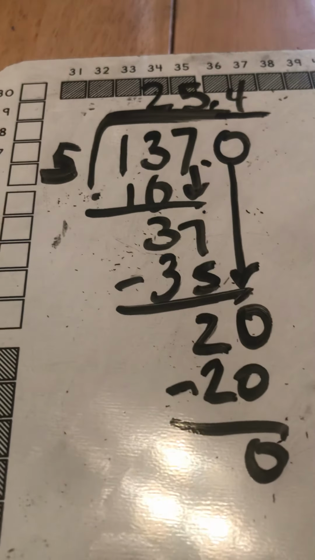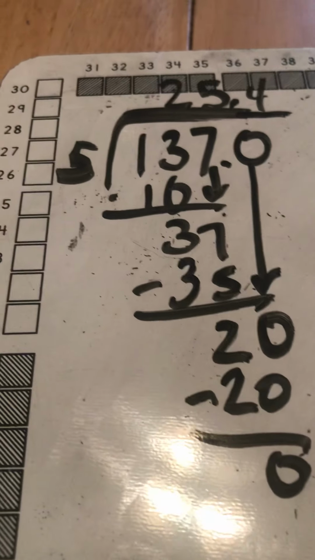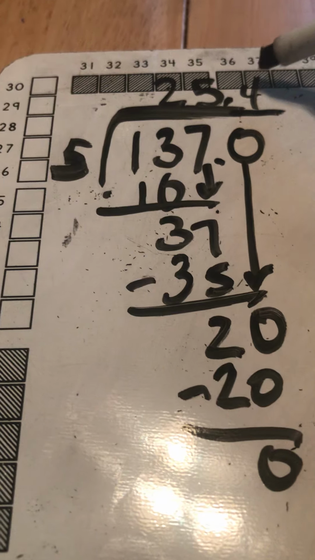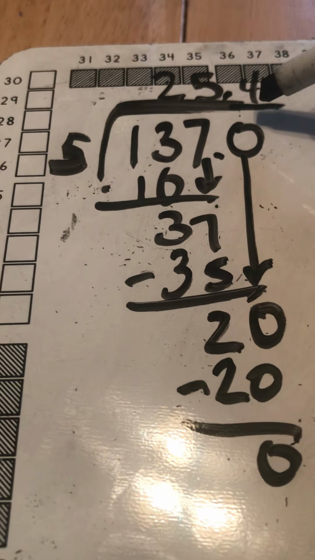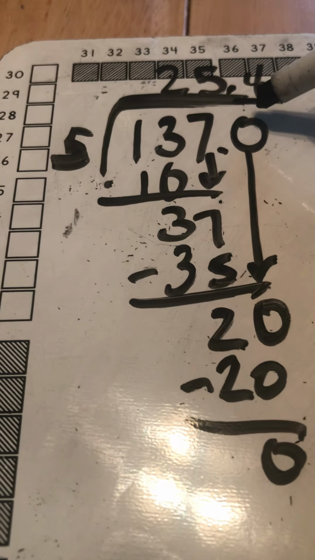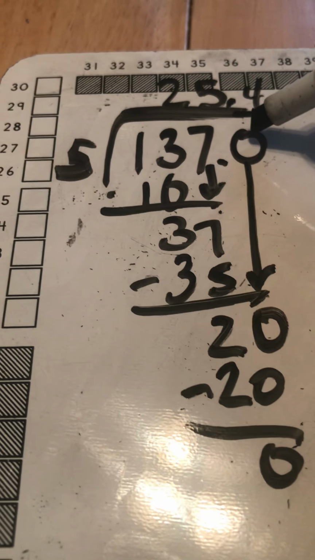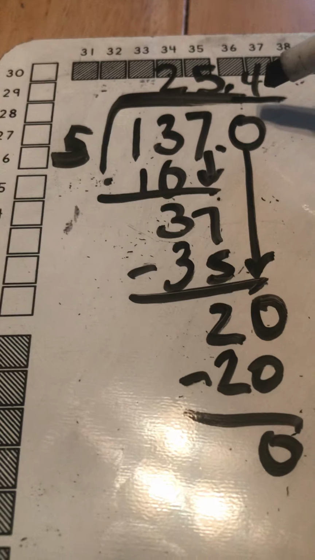If you want to watch more videos on this, I'll probably do another one. I might do another part of this tomorrow. But you can always go to Khan Academy and pull up division with decimals or remainders as decimals and search what they have.